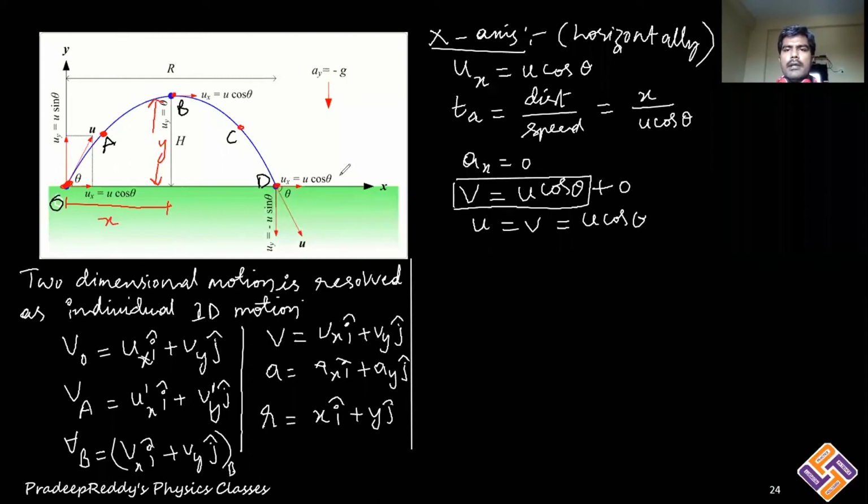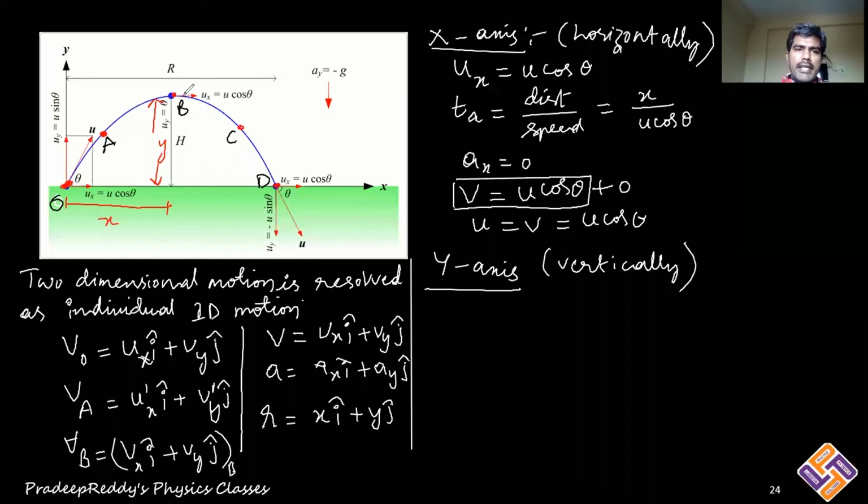Now come to y, that means vertically. Vertically, what is happening here? When the body starts at O and travels towards B, vertically its velocity decreases. U sine theta magnitude decreases with respect to time.